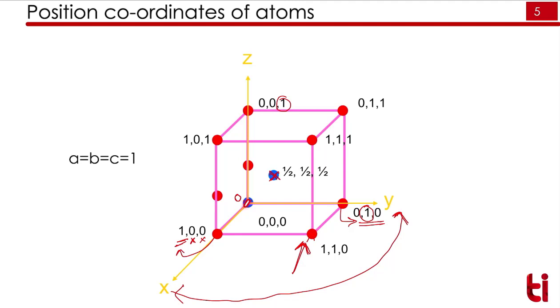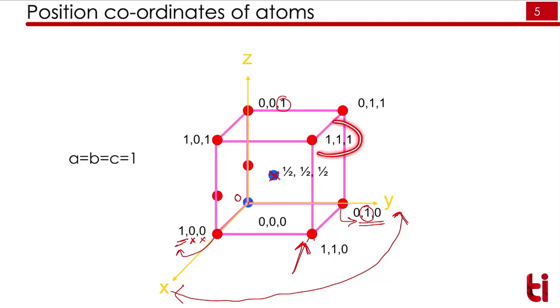So from the origin we will go along the x-axis first. We have reached here. This is 1, 0, 0. From here we will move along the y-axis. Then we will reach here. Since the x-axis is 1, so 1 is already there, and then the y-axis is 1. So we have traveled 1 unit distance along x, and then from there 1 unit distance along y. The position coordinate is 1, 1, 0.